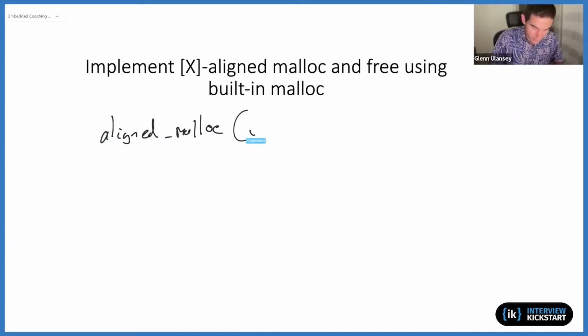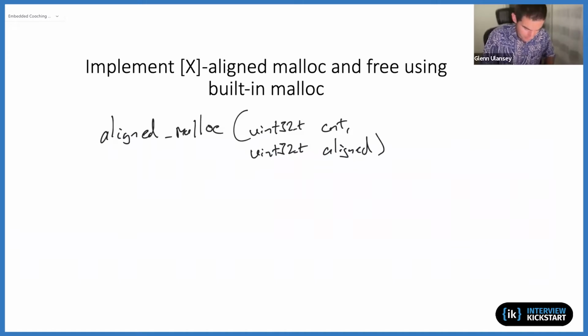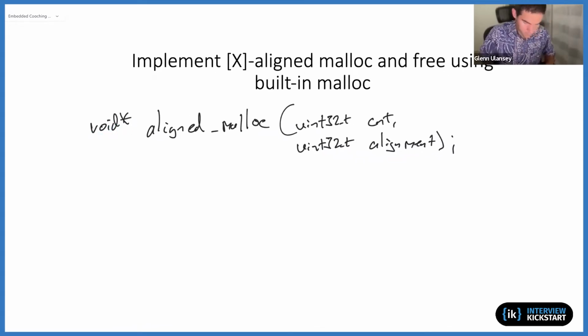where it takes in both the number of bytes that you want and some desired alignment. Some desired alignment of that allocation.